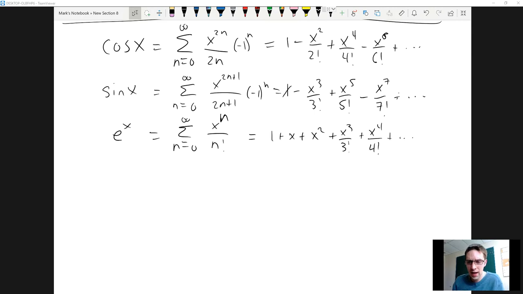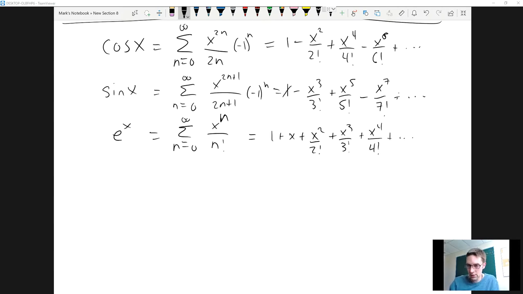And when you look at the denominator of all these terms, what you'll see is that each denominator is the same as the exponent with a factorial, right? So x squared goes with the 2 factorial, x cubed goes with a 3 factorial, x to the 4th goes with a 4 factorial, and so on. And given that the cosine has all of the even powers and the sine has all of the odd powers, it stands to reason that maybe there's some connection between sine and cosine and e to the x. And it turns out that that is actually correct.